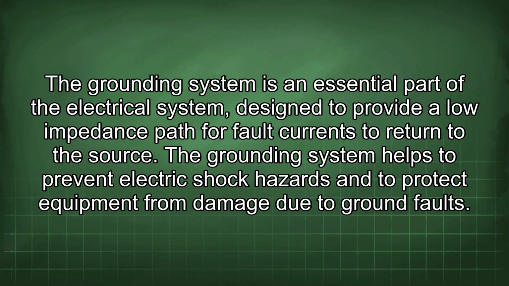The grounding system is an essential part of the electrical system, designed to provide a low impedance path for fault currents to return to the source. The grounding system helps to prevent electric shock hazards and to protect equipment from damage due to ground faults.